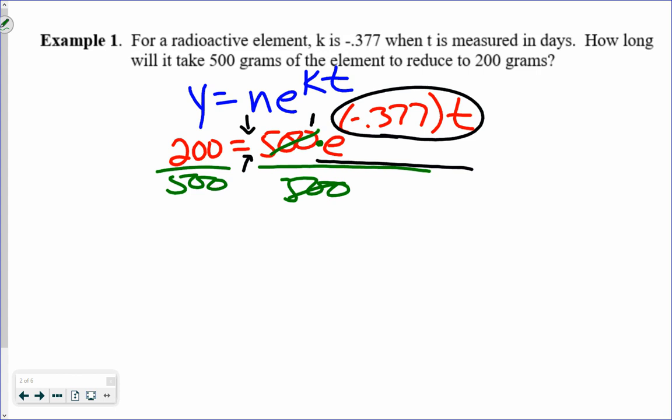On this side, they just cancel. So over on that side, I'm left with e to the negative 0.377t. And what actually is on the left-hand side? We can save ourselves a lot of typing. It's 2/5, because all that cancels, we're just left with 2/5. Now, the term that has the variable in the exponent is actually by itself.